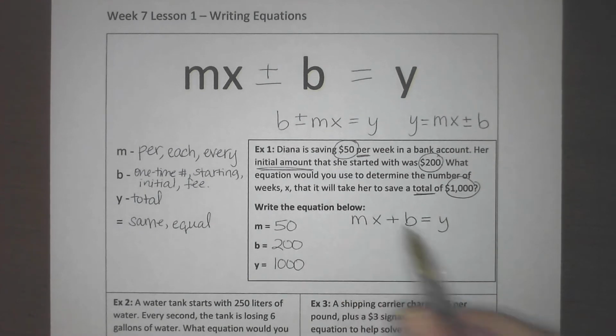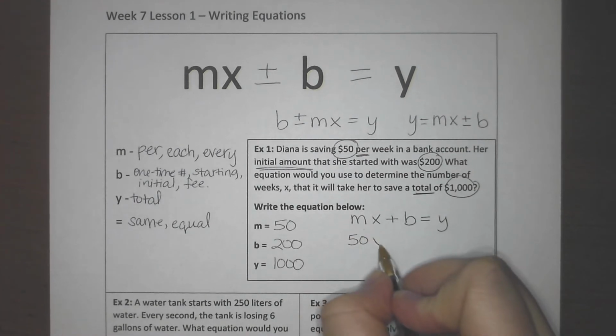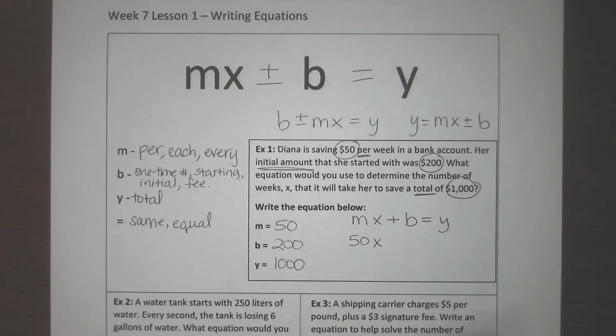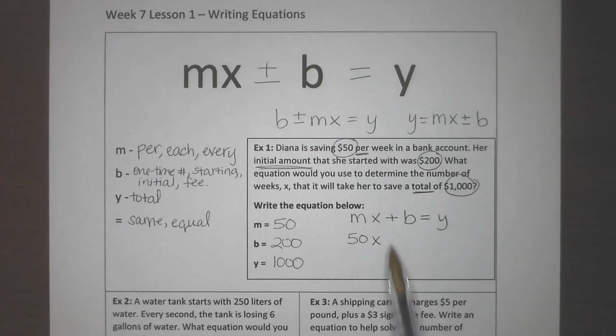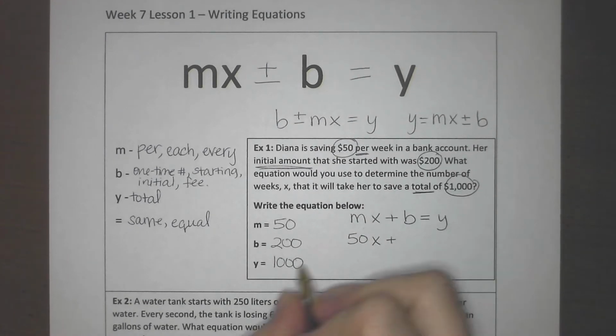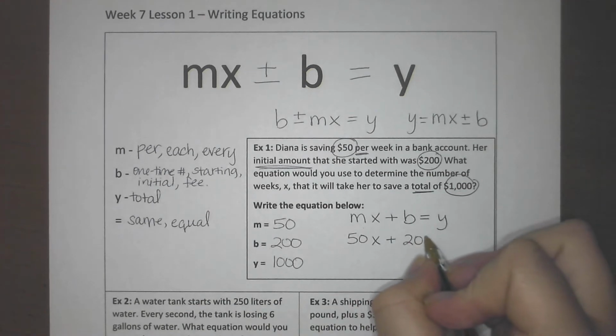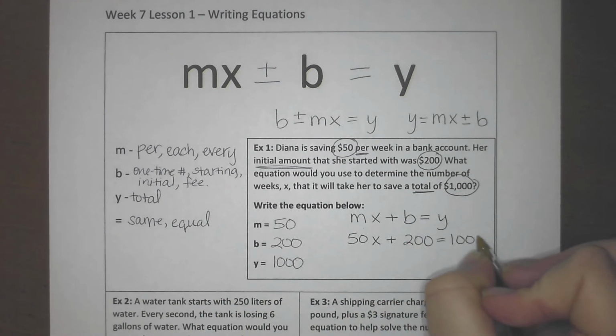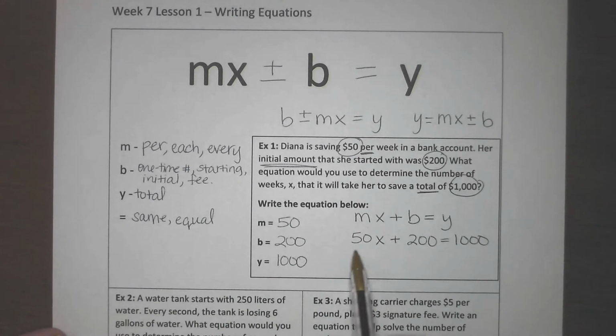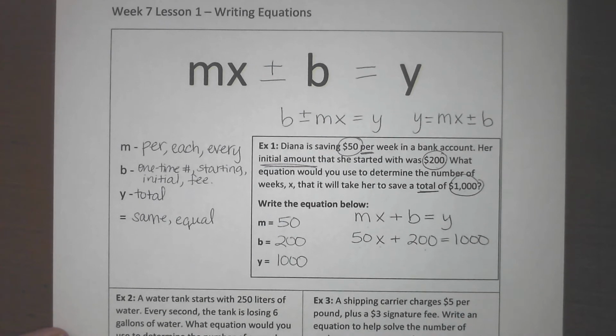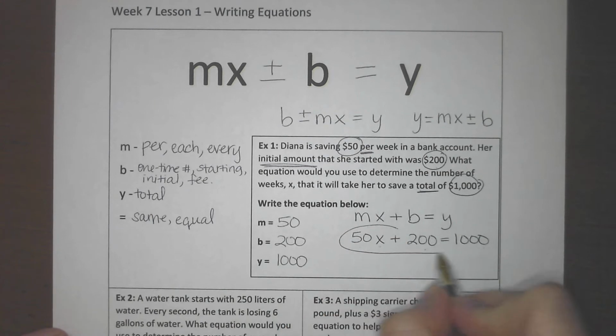So my m is 50. The m is always with the x. So whatever's m has an x next to it. Plus my b is 200. And that equals 1,000. So this really means if Diana deposits $50 every week, plus the $200 she already put in there, I want to know how many weeks it'll take to get to $1,000. That's it. So this is your final equation.